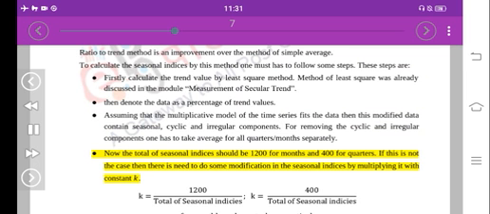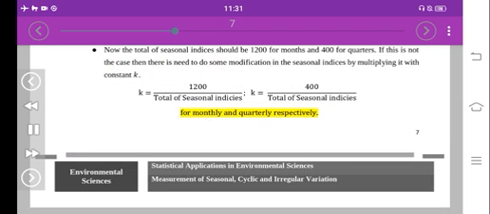If this is not the case, then there is a need to make some modification in the seasonal indices by multiplying them with a constant k. k equals 1200 over the total of seasonal indices, and k equals 400 over the total of seasonal indices, for monthly and quarterly respectively.